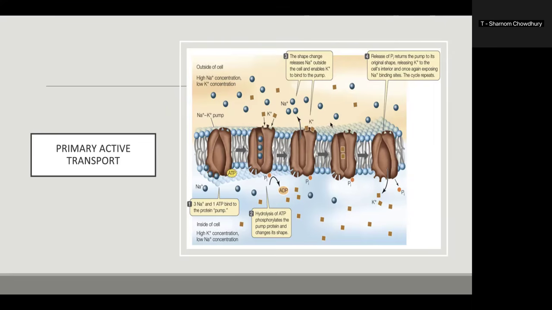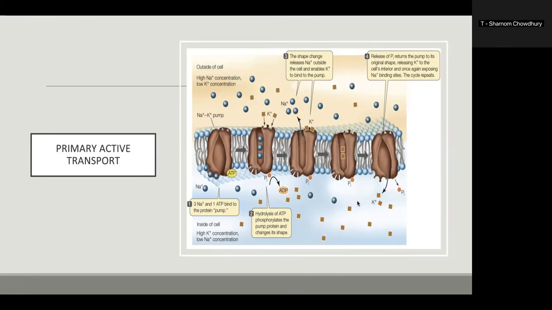Two potassium from outside the cell bind to the pump. Once they bind, dephosphorylation happens, which means that phosphate is released from the carrier protein. Once the phosphate is released, the carrier protein returns back to its original shape, releasing two potassium ions into the cell, and once again exposing these binding sites for sodium to come in again.